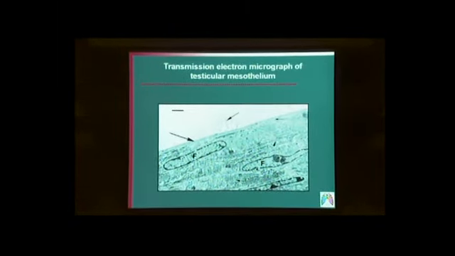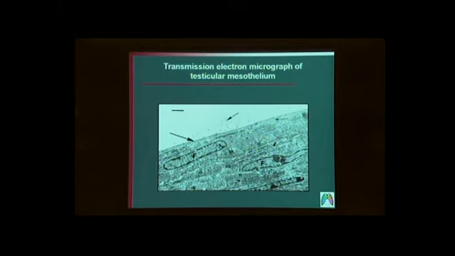This is a transmission electron micrograph, and what I want to point out is this arrow pointing to the basement membrane beneath the mesothelial cell. So you can see it's a very thin attenuated cell with microvilli on the surface. Now this will depend, of course, on its location in the body, because in some areas, such as the diaphragm and on the omentum, these cells are a little bit plumper. But in a lot of areas, they're very thin, long, attenuated cells.